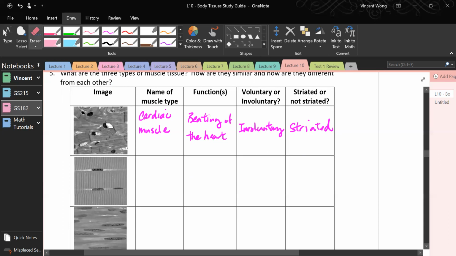Next one, it's not crisscrossing. Parallel, clear striation, right? These are skeletal muscle.